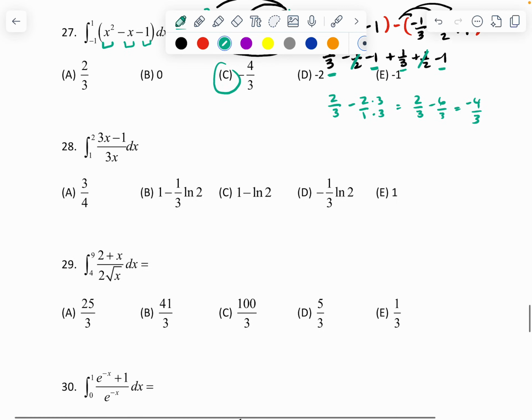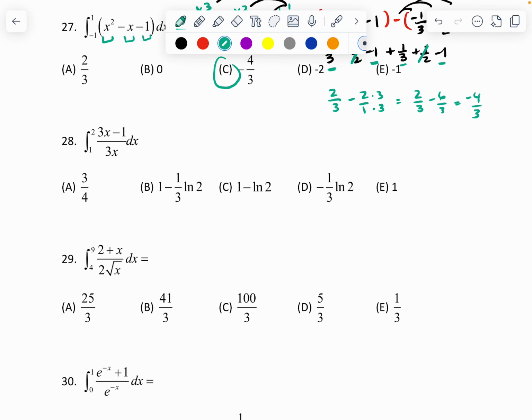Okay, number 28, very similar to one we just did. So again, this is another split up problem. So if I split this one up, this is going to be the integral from 1 to 2 of 3x over 3x minus 1 over 3x.